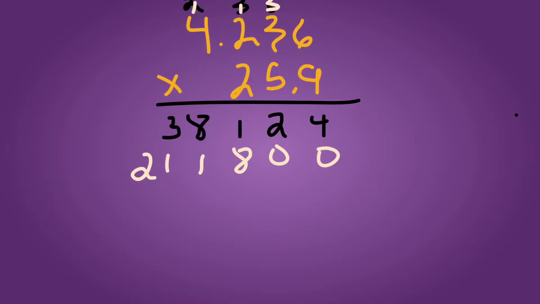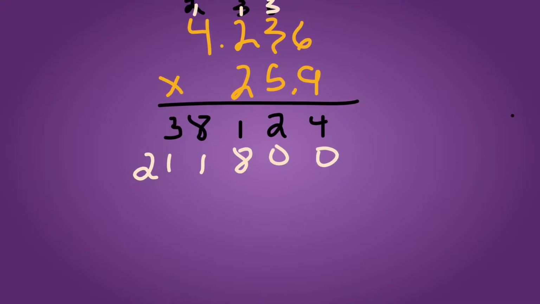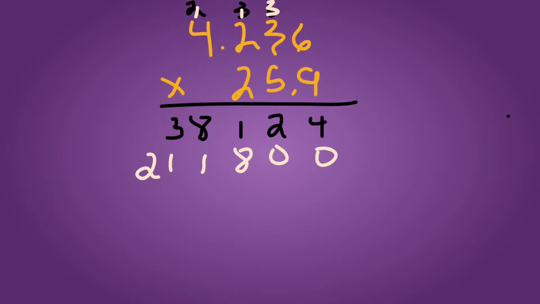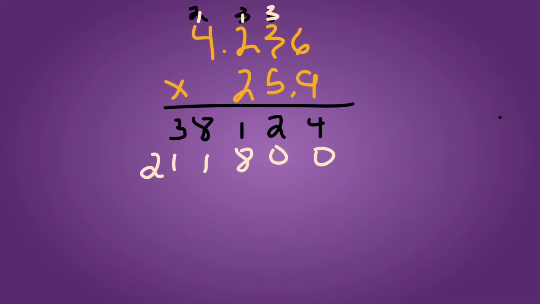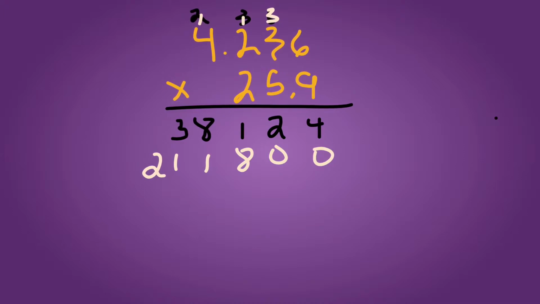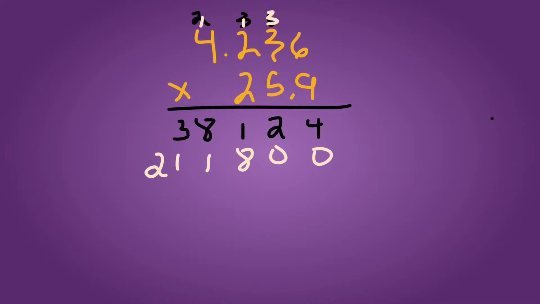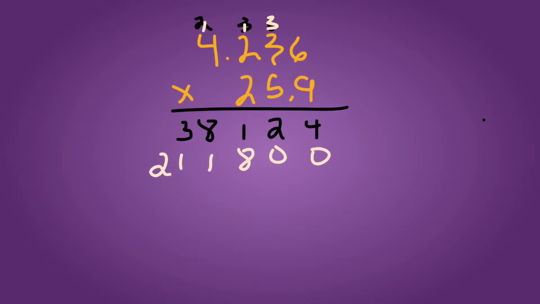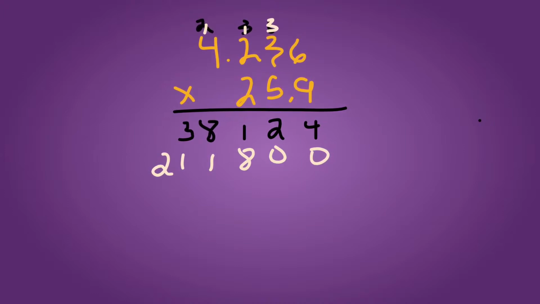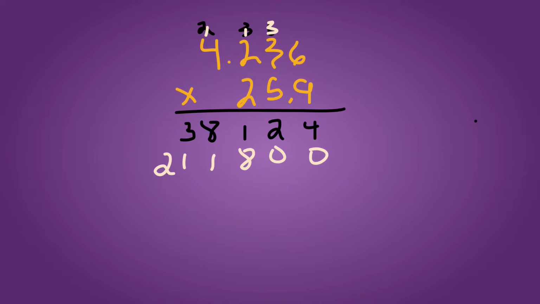Before I started multiplying by the 5, my place value changed, so I dropped that first 0 underneath the 4. Then I took 5 times 6, 5 times 3, 5 times 2, and 5 times 4 to get the other numbers, 2, 1, 1, 8, and 0. The next step is going to be to multiply by the 2, so let's take a look at that.